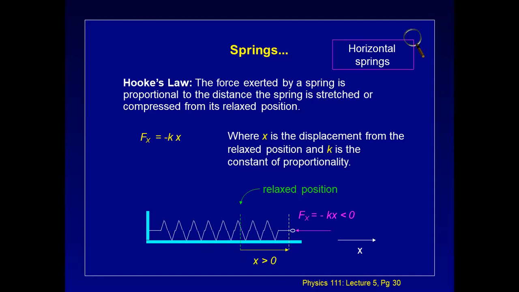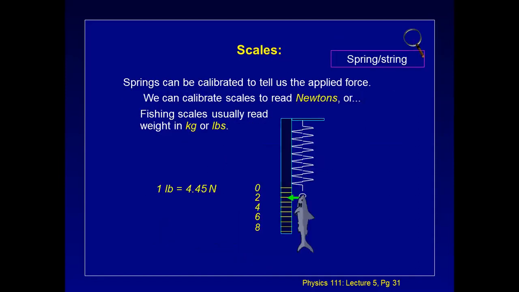Then if you are going to expand the spring, the displacement increases, so your x is greater than 0, giving us your F of x is equal to negative kx, which is what? Lesser than 0. Springs can be calibrated as well for the applied force. We can calibrate scales to read newtons. Our fishing scales usually read weights in kilograms or pounds. 1 pound is equal to 4.45 newtons. Take note here, the pound is in pound force.